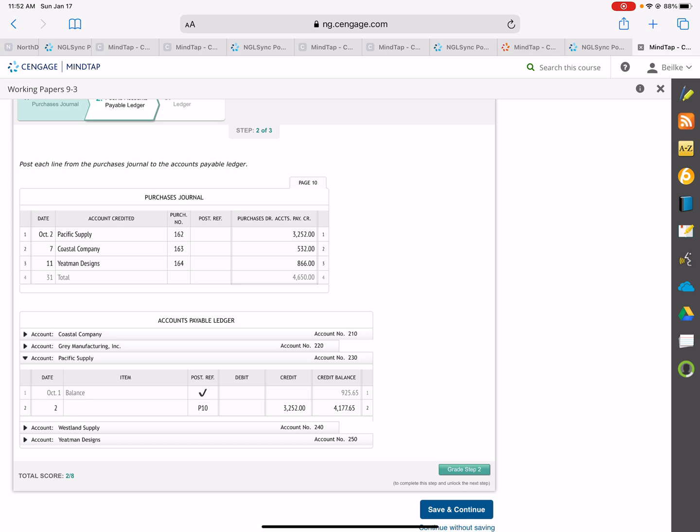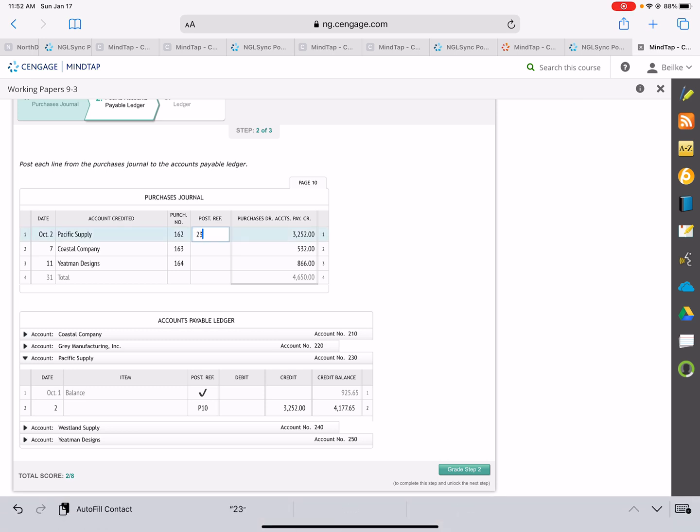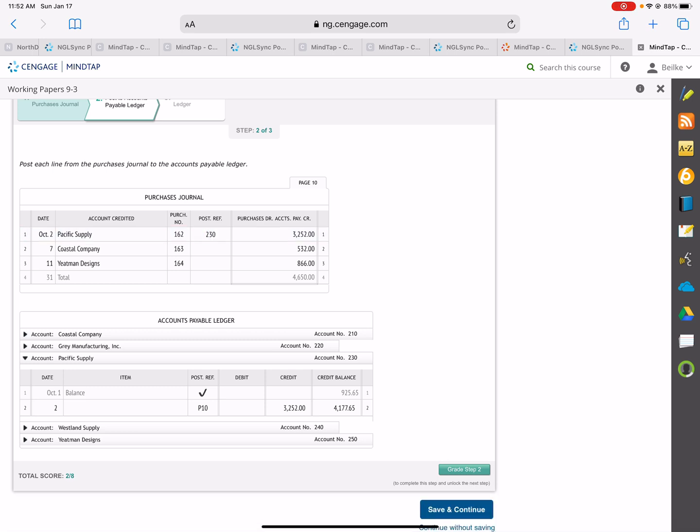Okay, we're going to take that 230, which is the account number for Pacific Supplies, and we will put it in our post reference to show where we had posted that amount to and that our posting is complete.